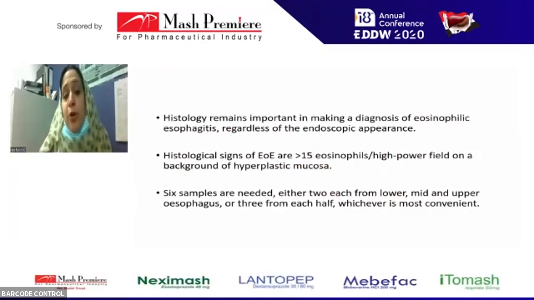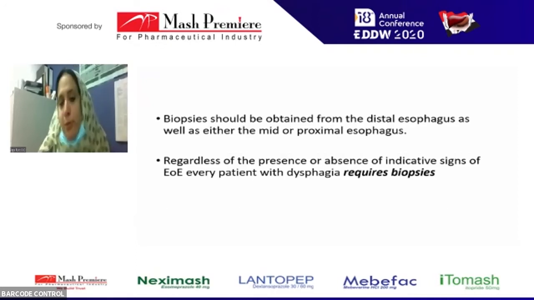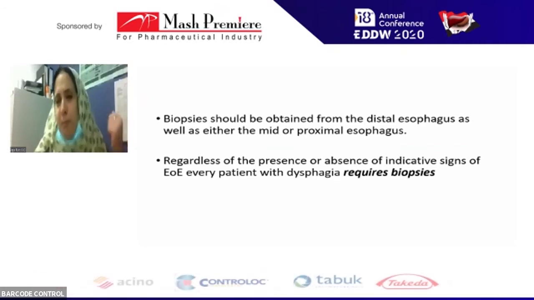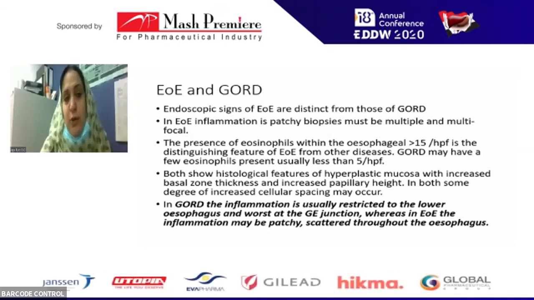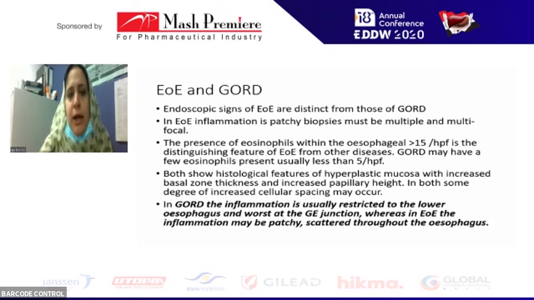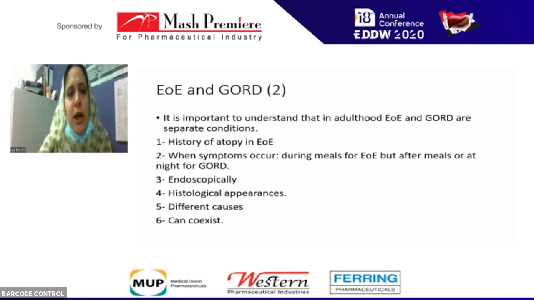Histology is very important: more than 15 per high power field, 6 samples are needed, biopsies from different regions, and always in a patient with dysphagia, biopsies, biopsies, biopsies. Okay, now eosinophilic esophagitis and GERD, they can coexist. GERD is mainly in the lower esophagus and will not reach more than 15 eosinophils per high power field. That's all, actually. Okay, eosinophilic esophagitis tends to be patchy.